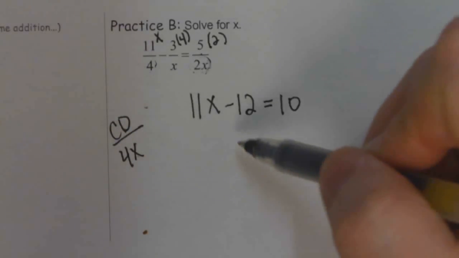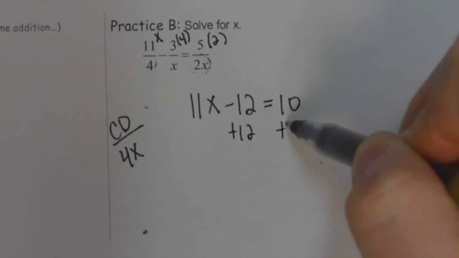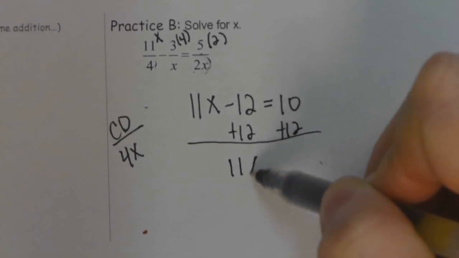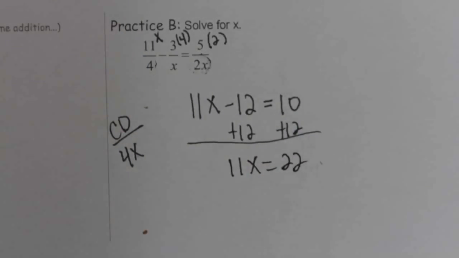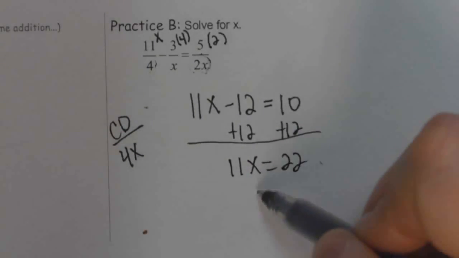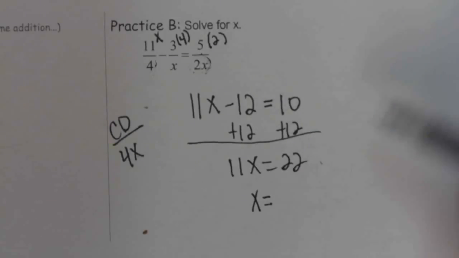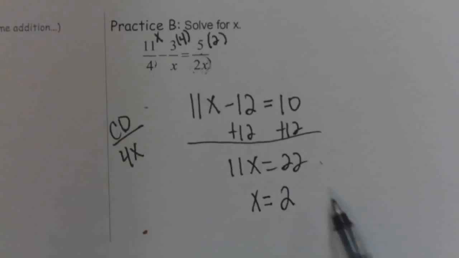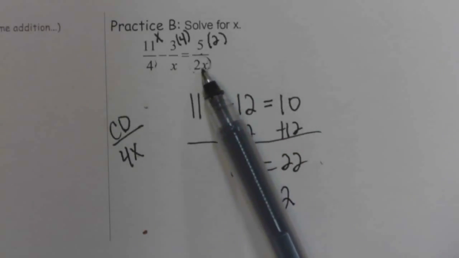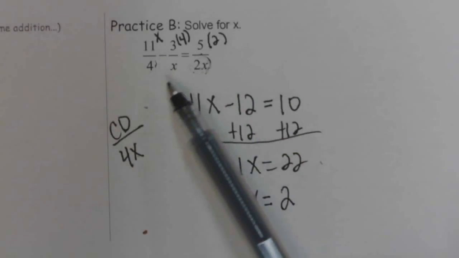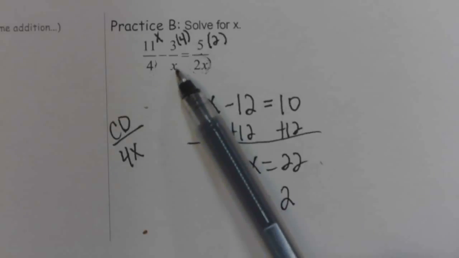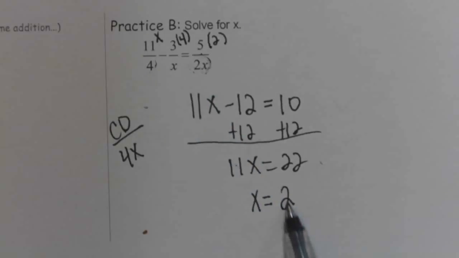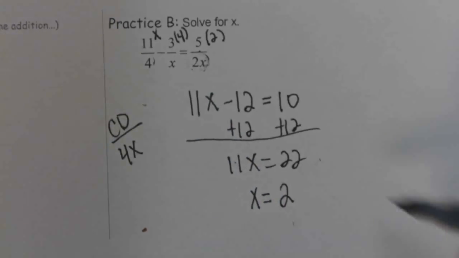Add 12. Okay, add 12 to the other side. So I get 11x equals 22. So x equals 2. Okay, go check it for me and make sure it will work. Can I put 2 in right here and be okay? Yeah. Can I put 2 in right here and be okay? Yeah. So am I going to get a solution? I am. I'm good right there.